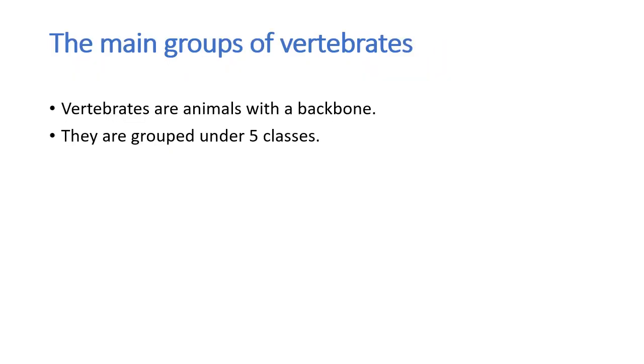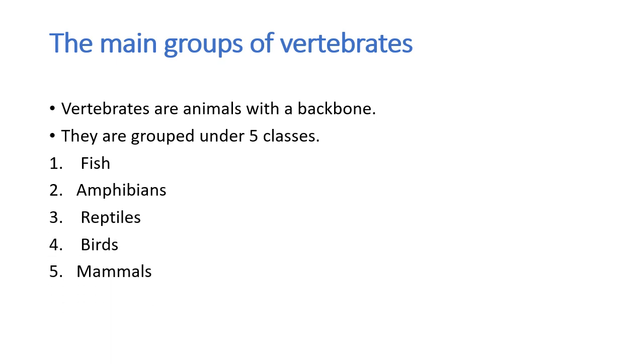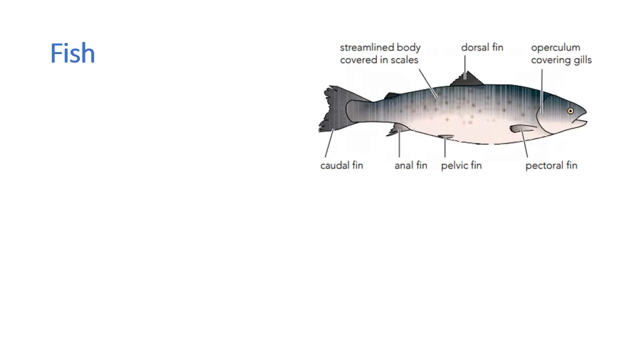Animals are broadly divided into vertebrates and invertebrates. Vertebrates are animals with a backbone. Vertebrates are further divided into 5 classes: fish, amphibians, reptiles, birds, and mammals. Let's look at some of the main features of fish.